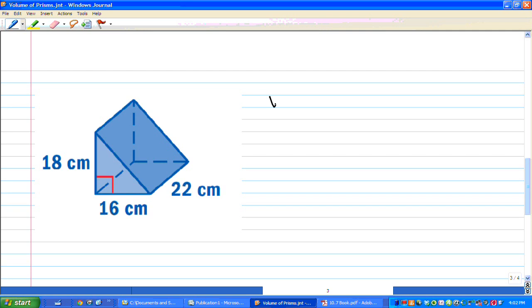So if you want to find the volume, again, it's the same thing. It's the area of the base times the height. But the base is the triangle. That's what you have to be careful of. So it's 1/2 of the base of the triangle times the height of the triangle. So this is the area of the base of the prism times the height of the prism. And the height is just the distance between the two bases.